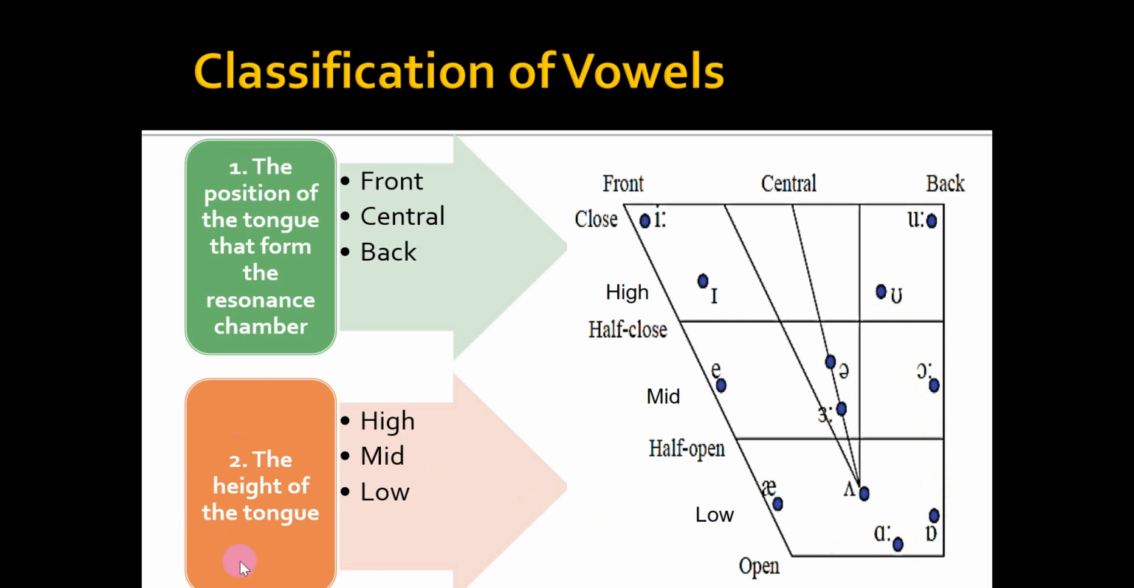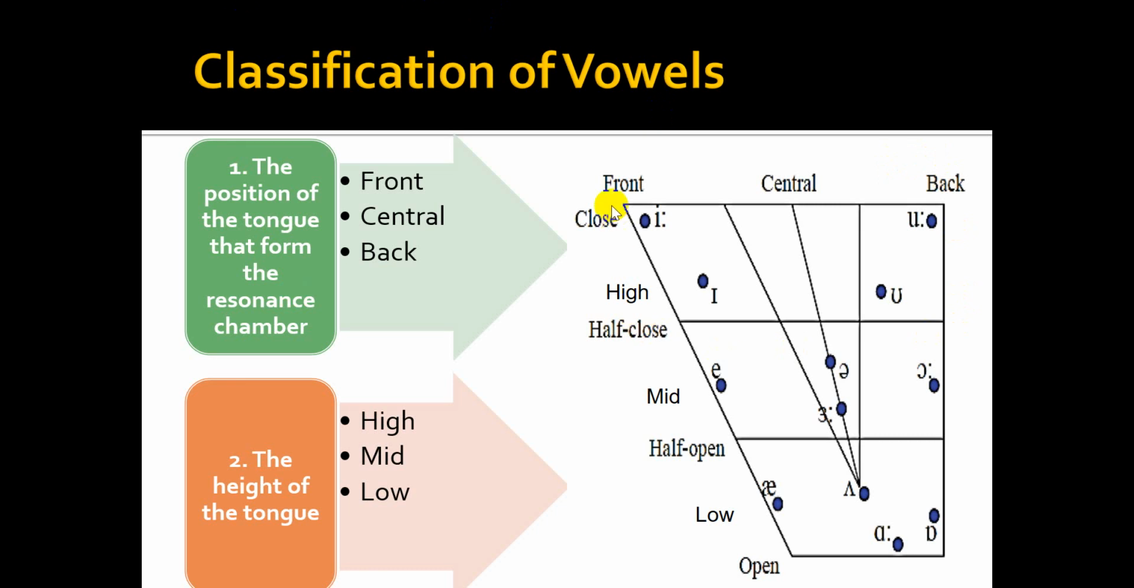The second classification is the height of the tongue. In the first one, we talked about which part of the tongue is raised. In the second classification, how high is it raised? Is it high, mid, or low?